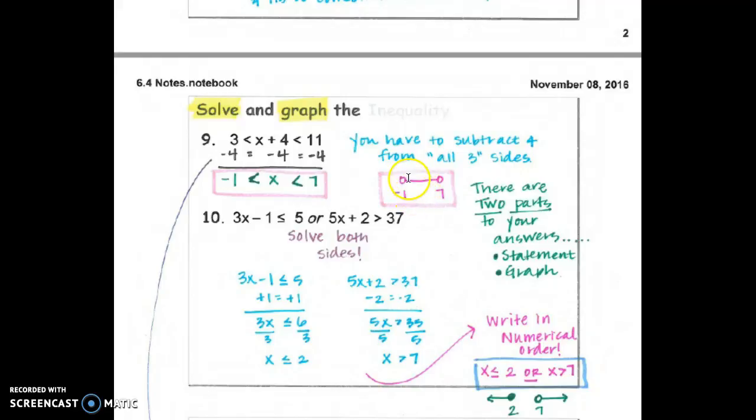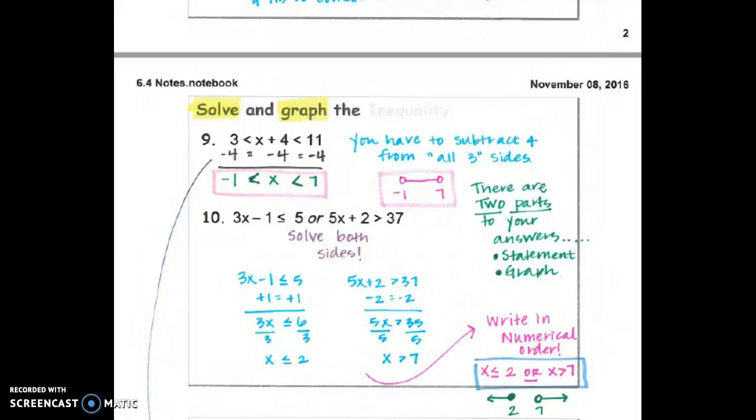So your graph is going to look like this. Open at -1, open at 7, meeting in the middle because it's an and statement. There's going to be 2 parts to all of your answers on solve and graph the inequalities. You need to write the statement like I did here, and you need to graph it, which I did here. So make sure you have 2 parts to it. I just don't want to see the graph. I want to see everything solved down to its lowest terms as you can go.